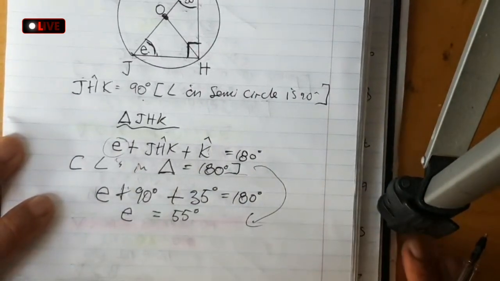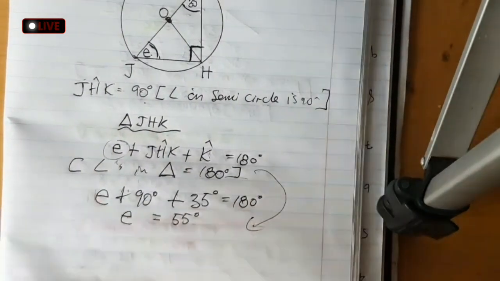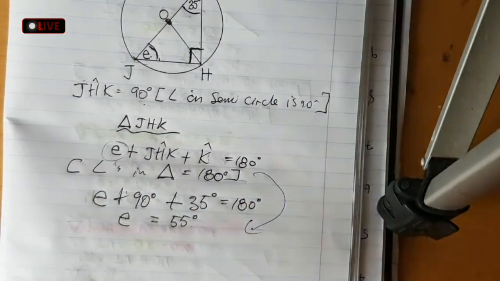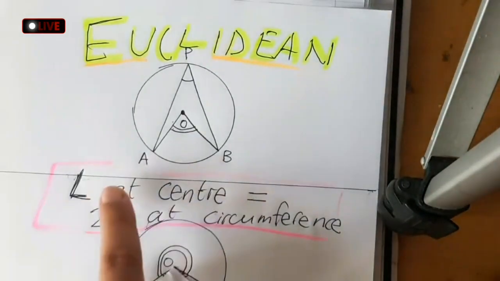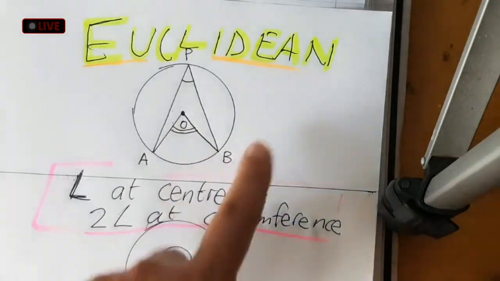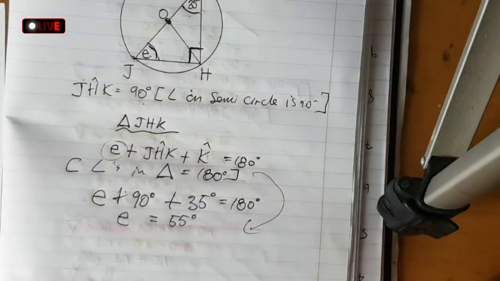Okay, so let's see if there are any questions. This is our second last one. We will move on to the last one. If you have any questions in connection with this theorem that says the angle at the center is twice the one at the circumference, let me know now, because we're going to move on to our next problem.